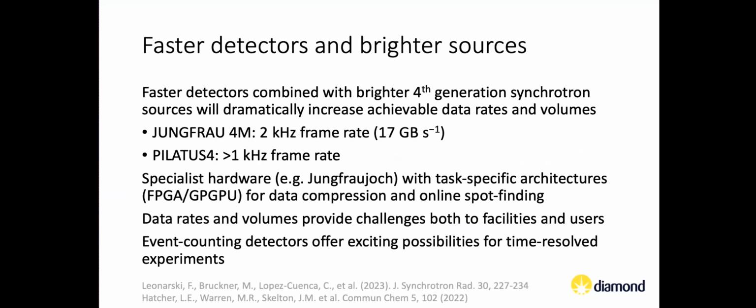Another challenge we're facing is that faster detectors and brighter sources are becoming available, such as the Jungfrau 4M or the Pilatus 4, which will have 1 kilohertz or 2 kilohertz frame rates. In some cases this may require specialist hardware or some serious rethinking of algorithms for how we can handle that much data rate and volume, both for the facilities and users. There's also the possibility of event counting detectors, which count individual photon events rather than images as traditional types do, and they offer exciting possibilities for time-resolved experiments looking forward into the future.